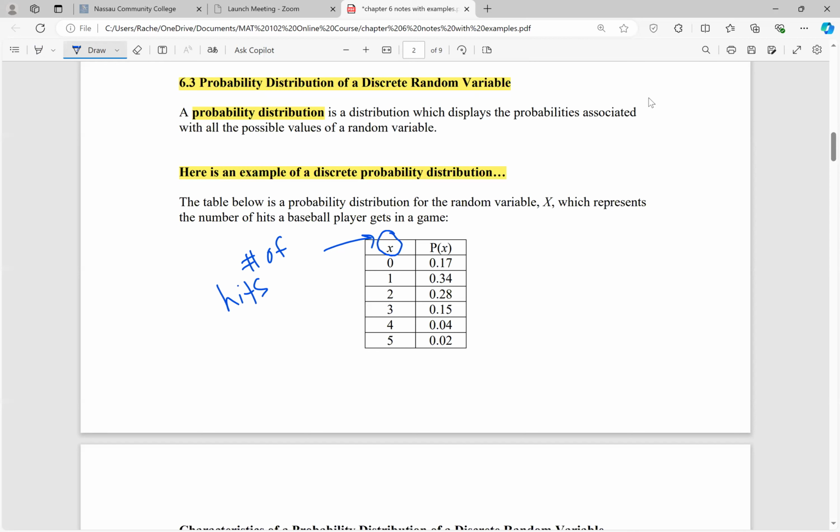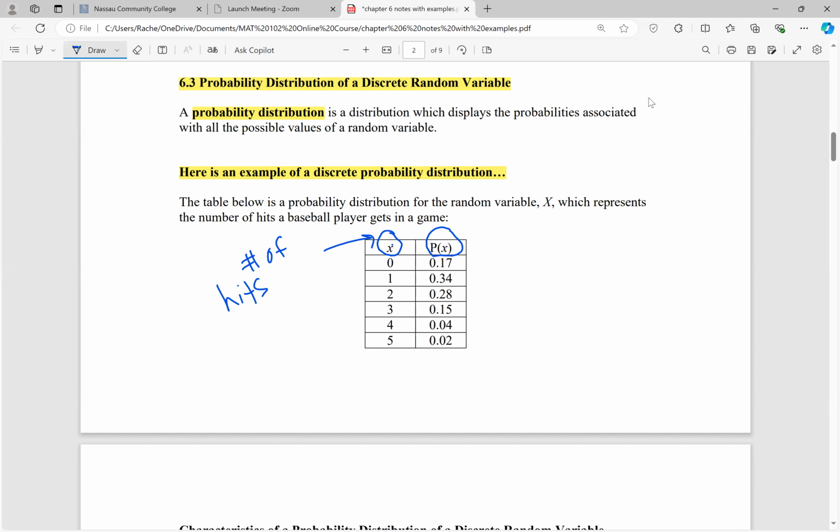There's 6 of them. And then next to it, we have a column for P of X, the probability of X. So this 0.17 represents the probability that X is equal to 0, meaning that the player gets no hits in a game. So there's about a 17% chance, or the probability is 0.17. There's a 34% chance, or a probability of 0.34, that a baseball player will get 1 hit in a game, and so on and so forth. So that's how we read and interpret a discrete probability distribution.